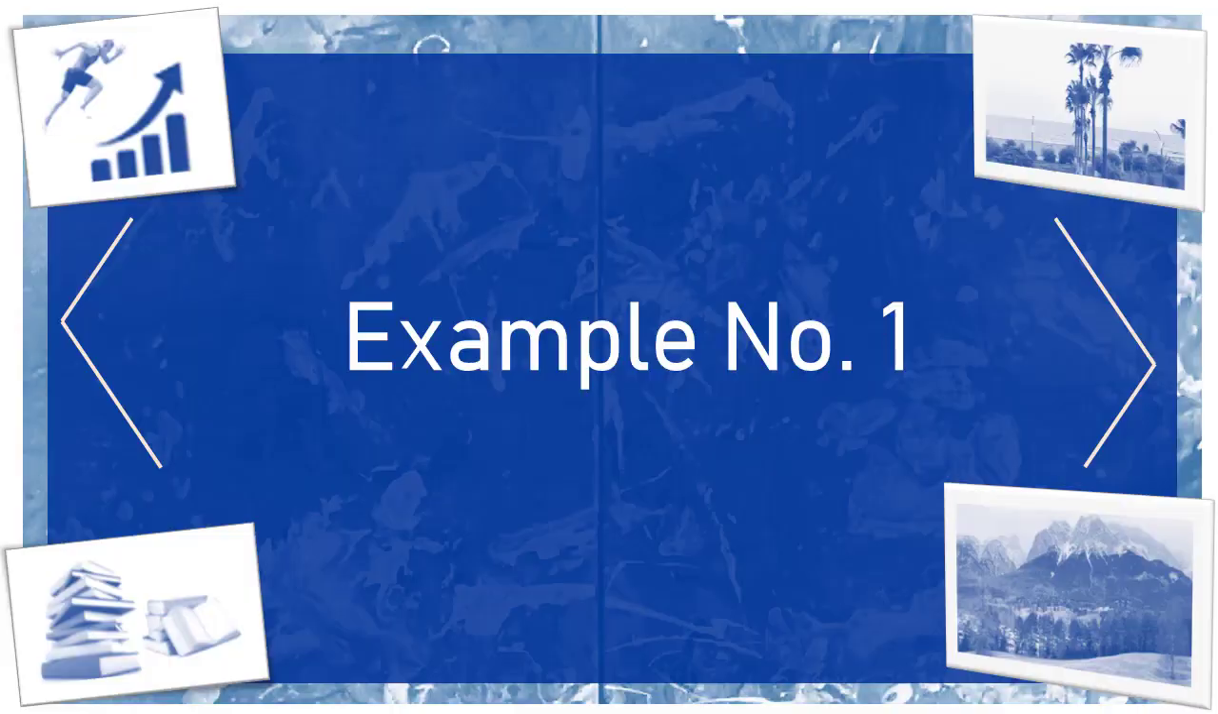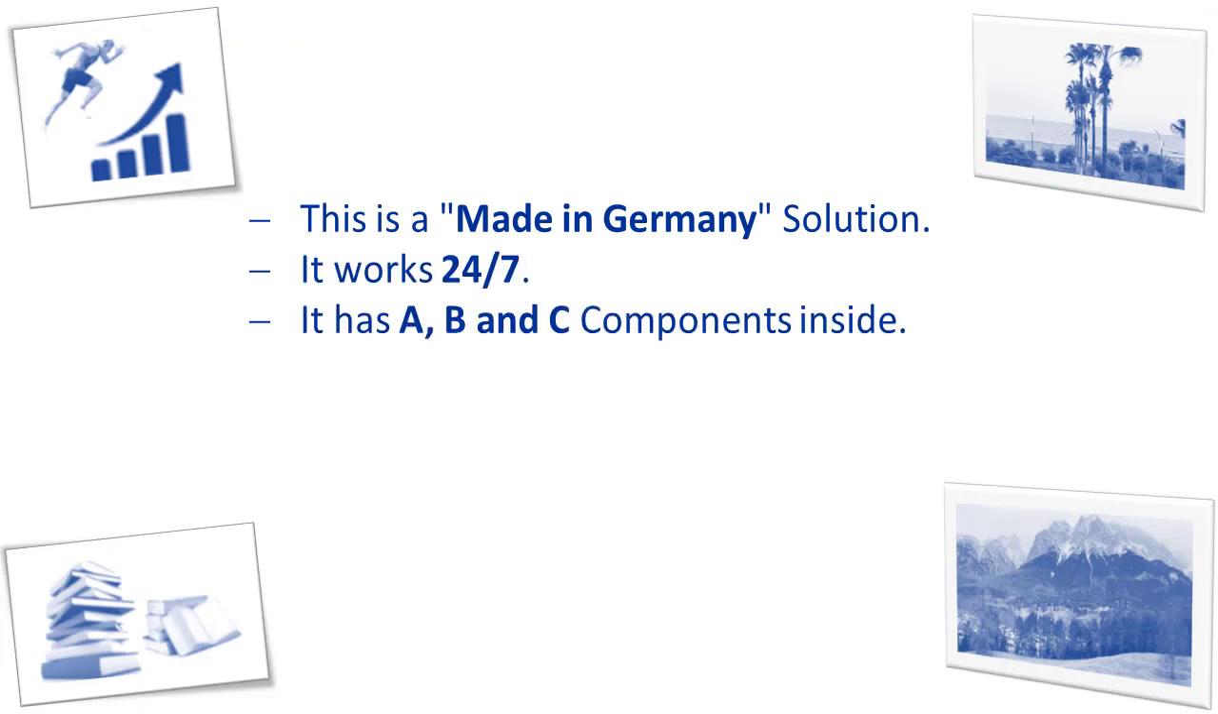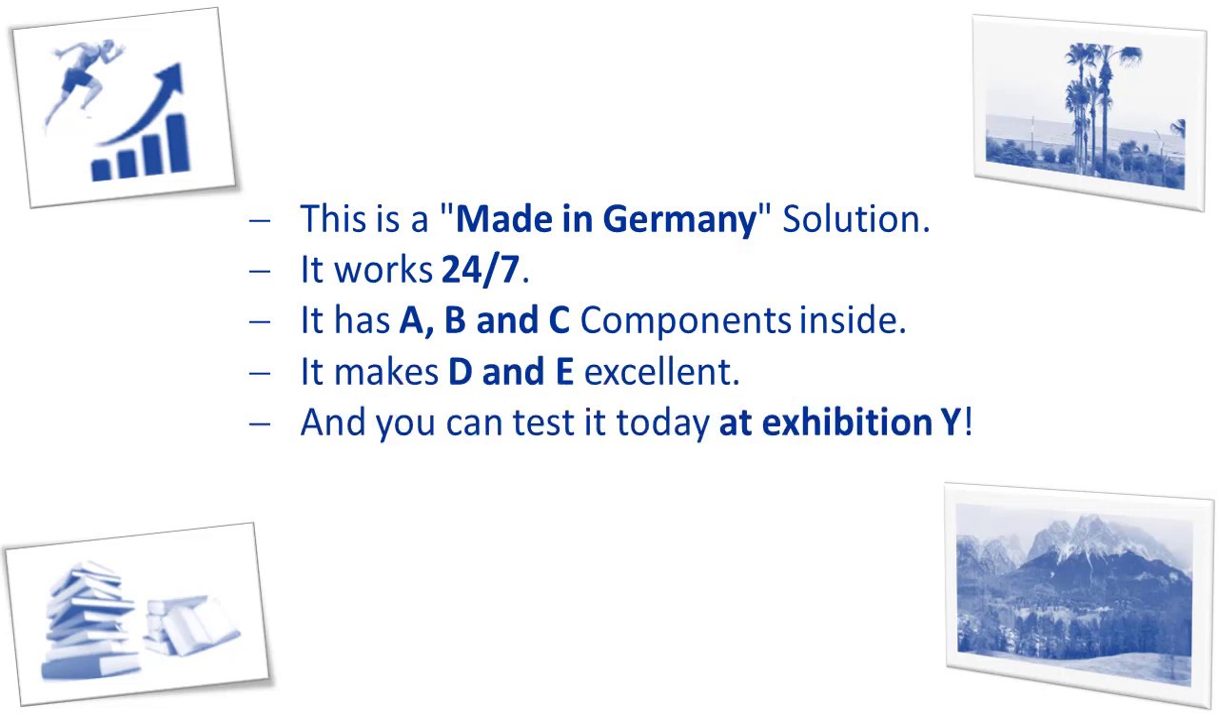And here are a couple of examples for you. Product messages that are clear and that show the competitive advantage of your offer. This is a made in Germany solution. It works 24/7. It has A, B, and C components inside. It makes D and E excellent, and you can test it today at Exhibition Y. As I have mentioned, when you say that the product makes something excellent, it's important to be sure that this is something needed by your target audience.